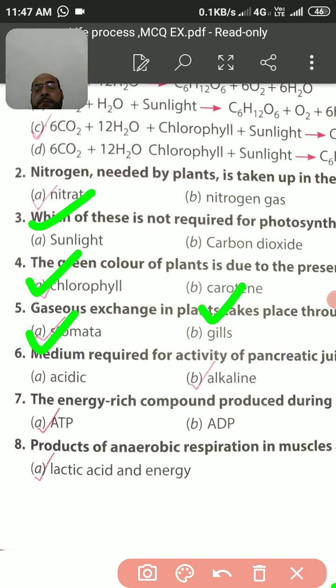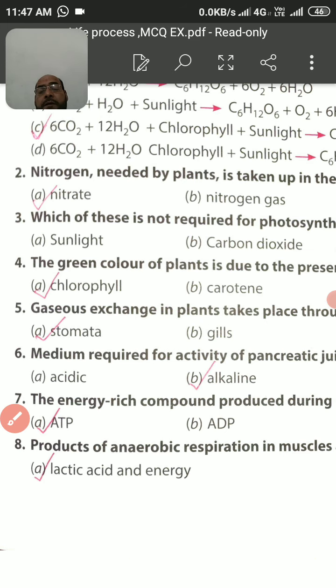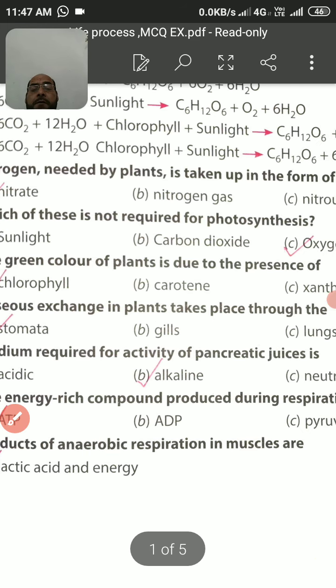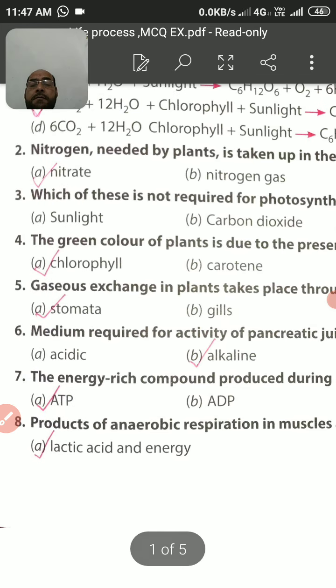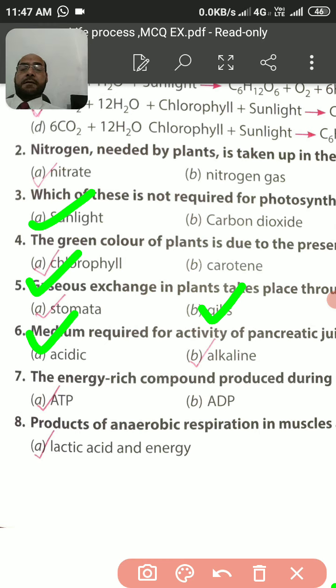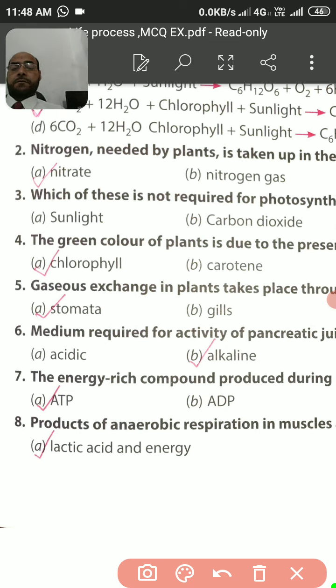And the medium required for activity of pancreatic juices is acidic. So the answer will be acidic. You have to answer this, acidic.